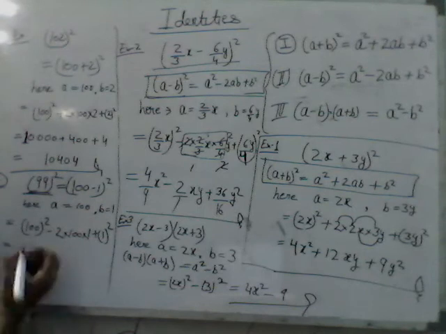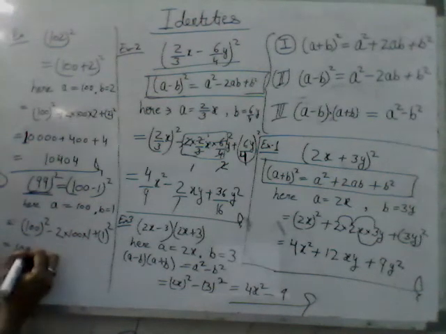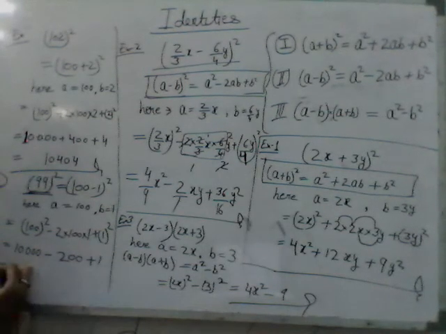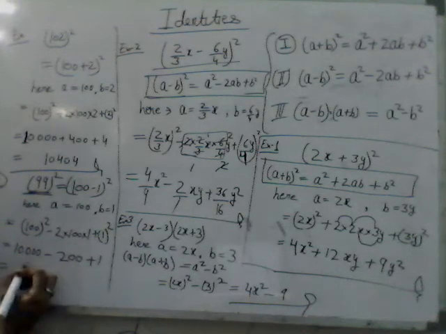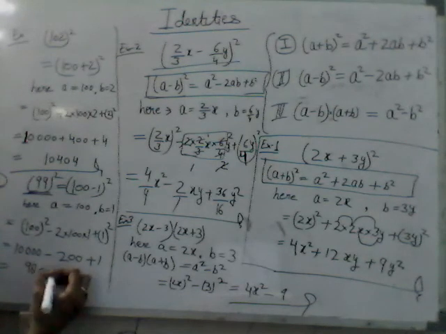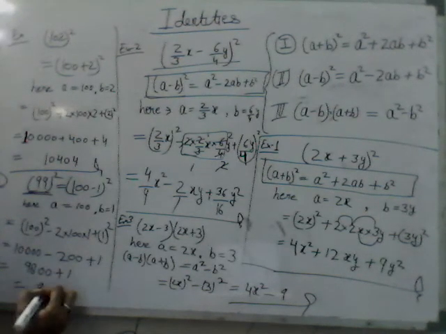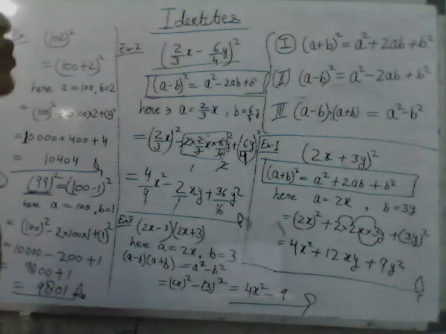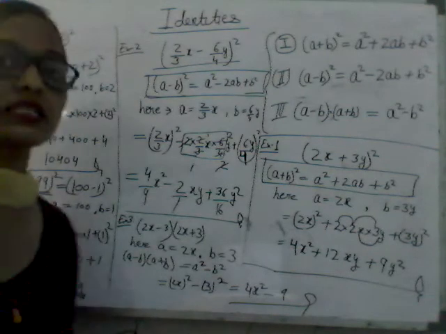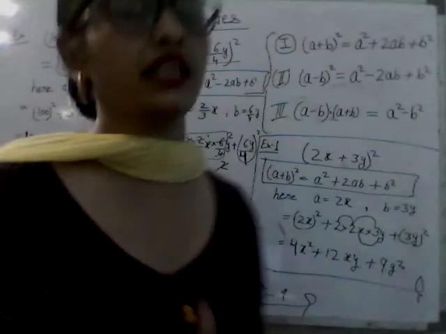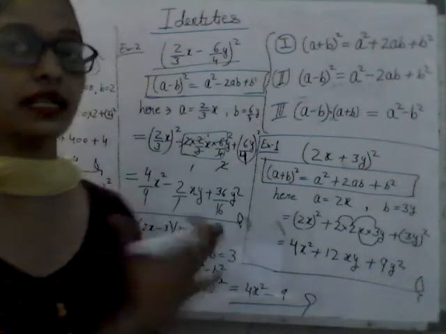100 square means 100 multiplied by 100, that means 10,000, minus 200 plus 1. Now we get the answer: 10,000 minus 200 gives 9800, plus 1. The answer we get is 9801. This is our final answer. So by using these three identities, we can solve our exercises and any type of questions like this.